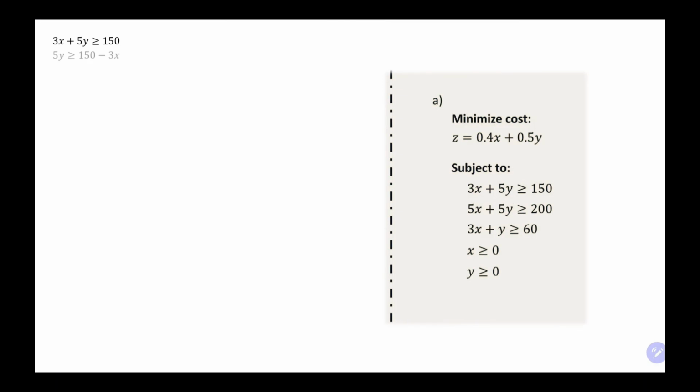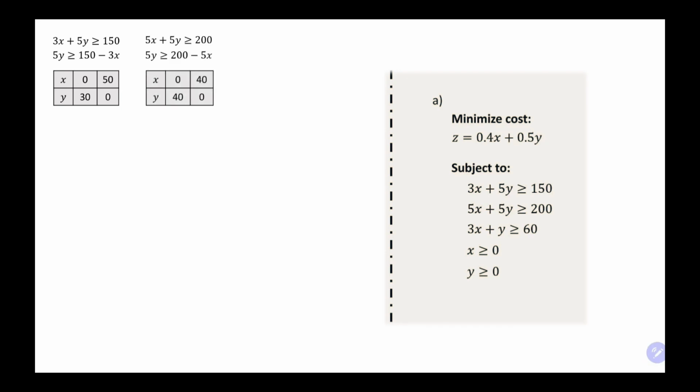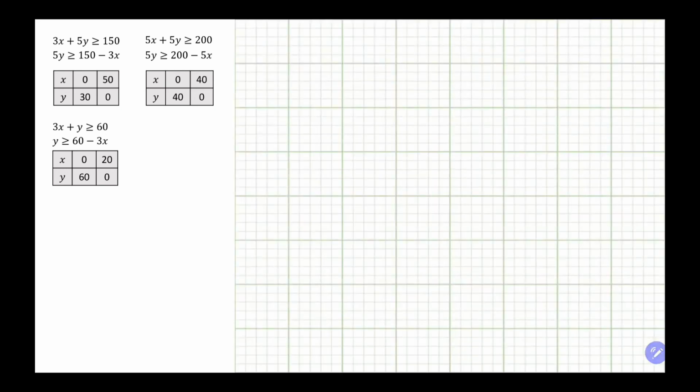Okay, first we have 3x plus 5y greater than or equal to 150. We arrange y on the left side. So 5y greater than or equal to 150 minus 3x. Next, we find the intercept. Next, we have 5x plus 5y greater than or equal to 200. We arrange y on the left side. Then we find the intercept. Last equation, we have 3x plus y greater than or equal to 60. We arrange y on the left side. Then we find the intercept. Next, we take out our graph paper.